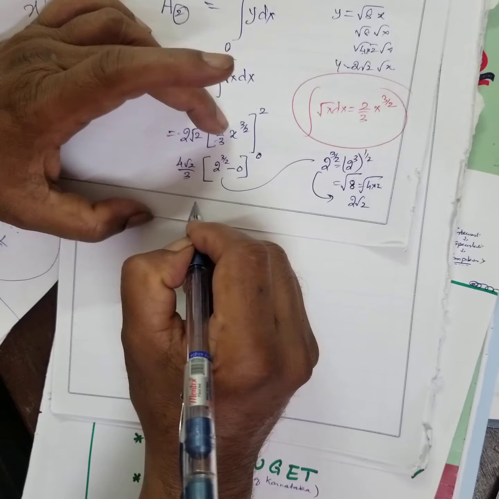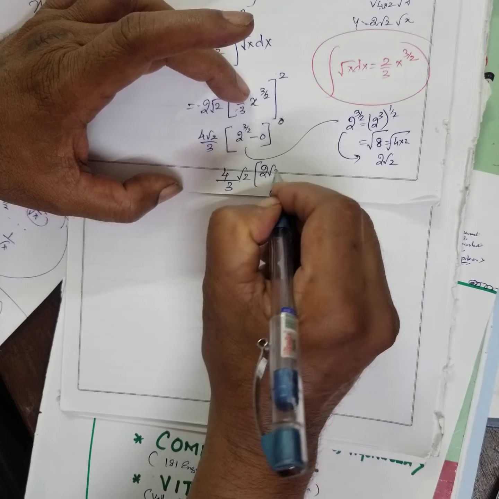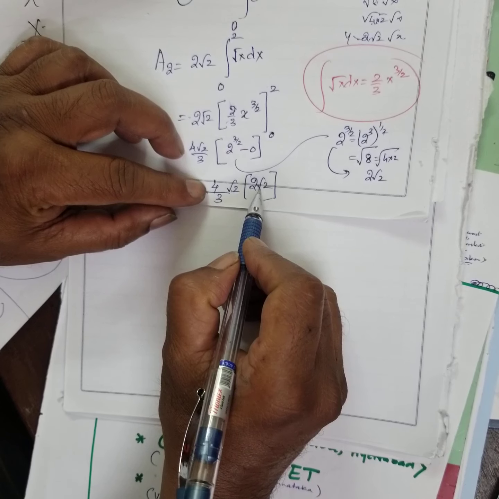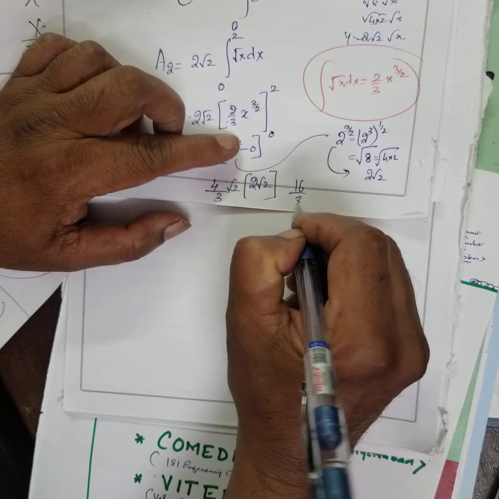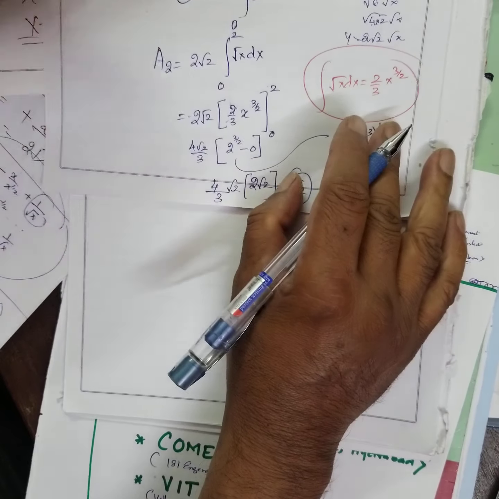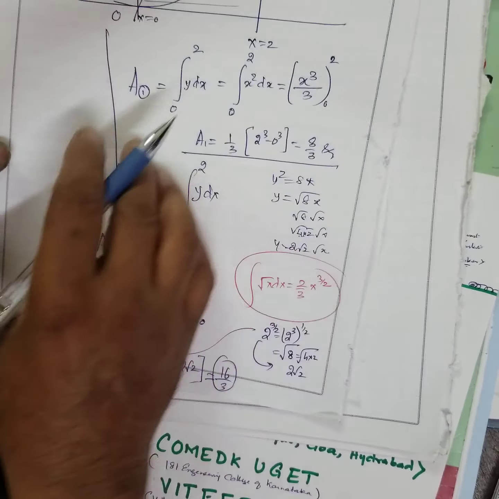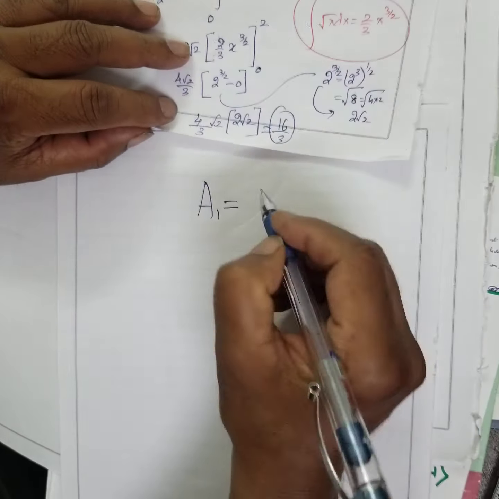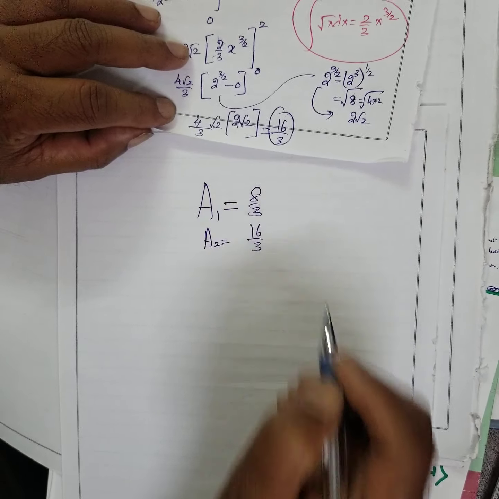Therefore I substitute here 4 by 3 root 2, times 2 root 2. Then again what do you get? Root 2 times root 2, 2. 2 2s are 4. 4 4s are 16. 16 by 3. Alright? Now what is that? What you got here is A1. What is A1? A1 is 8 by 3. What is A2? 16 by 3.